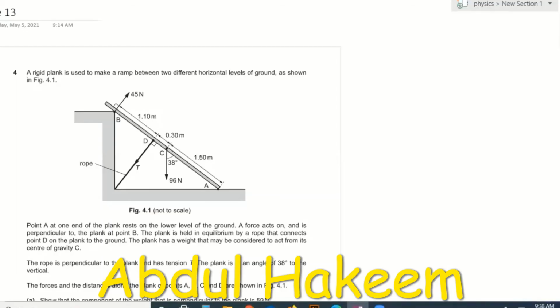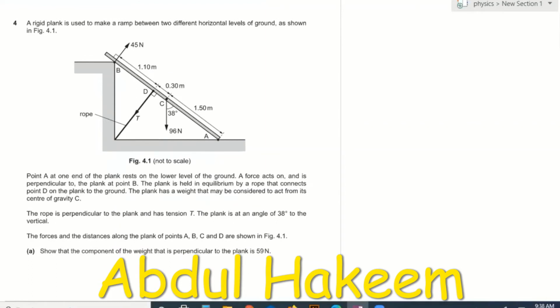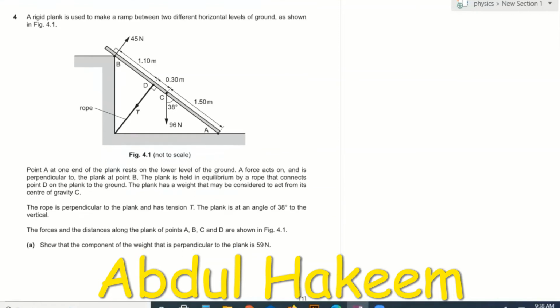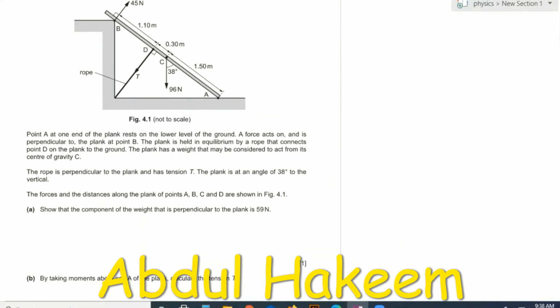Okay, in this question, a rigid plank is used to make a ramp between two different horizontal levels as shown in the figure. The plank's end A rests on the lower level of the ground. A force acts on and is perpendicular to the plank at the point B. The plank is held in equilibrium by the rope connected at the point D. The plank has a weight that may be considered to act at the center of gravity. The rope is perpendicular to the plank and has tension T. The plank is at an angle of 38 degrees to the vertical.